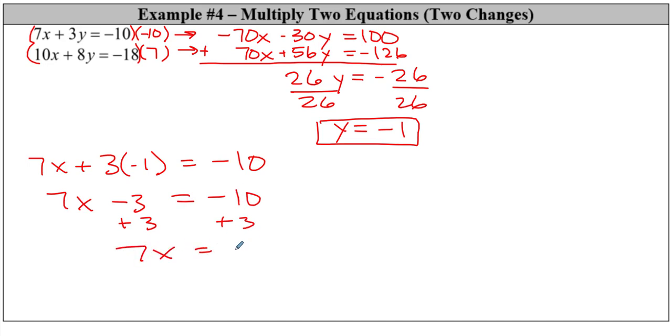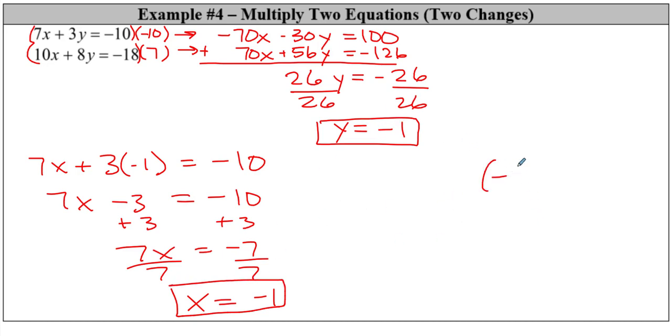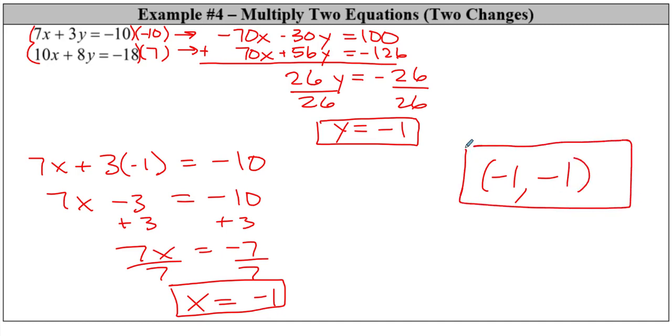Negative 10 plus 3 gives me negative 7. Divide both sides by 7. We get negative 1, also one of my favorite numbers. And we got a matching set right here. Negative 1, negative 1. Boom and done.